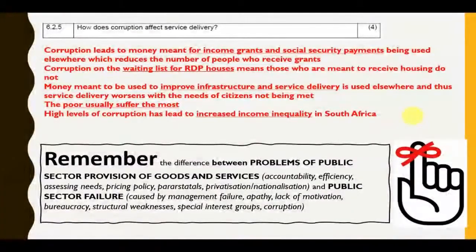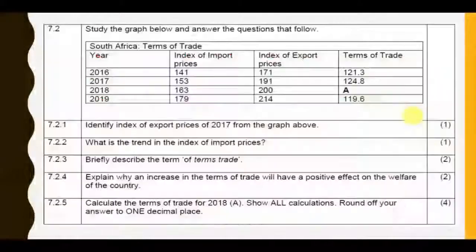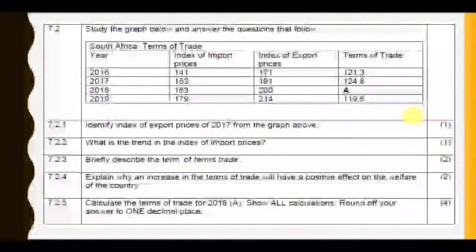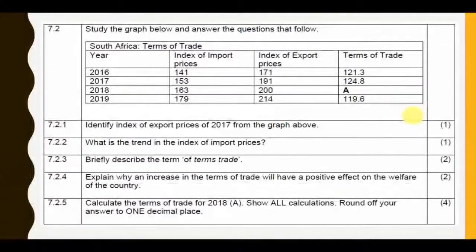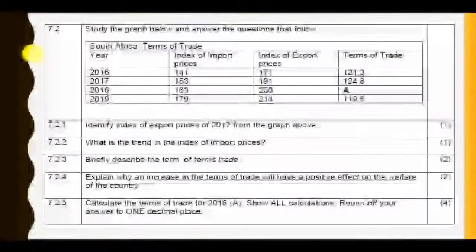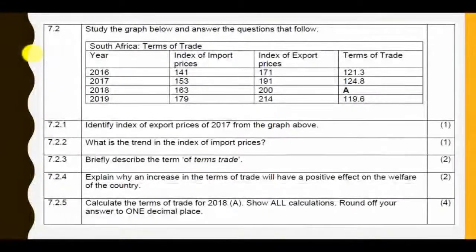Alright, let's go on to question 7, everybody. Right, so this is terms of trade. We've spoken about it already today. It came up in section A of your paper, so here's another question on it. I did put up a slide where I gave you the formula, which is the ratio of index of export prices divided by the index of import prices. So let's see how we do with this question.